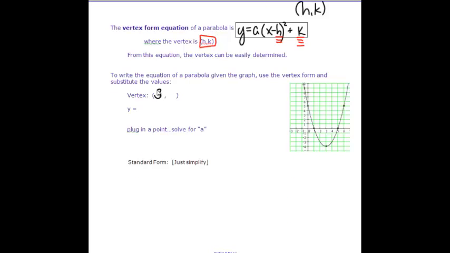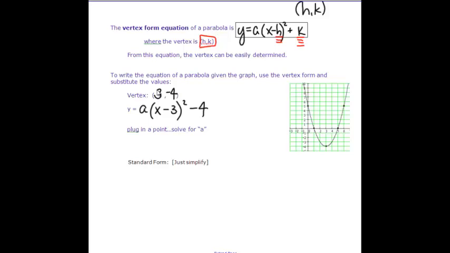So my vertex is 3, negative 4. Now I'm going to plug that into the formula. I don't know what a is. I know that my x coordinate is 3 and my y coordinate is negative 4, so I'm just going to write minus 4 here. And I'm going to pick a point and solve for a.